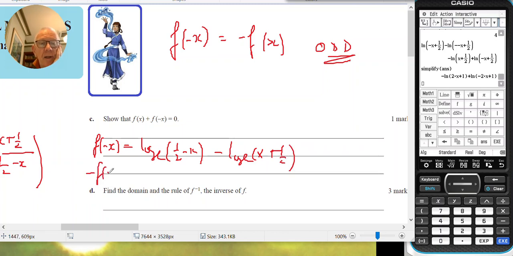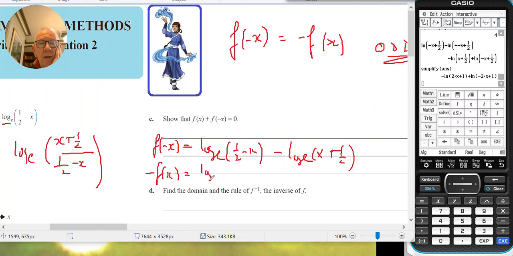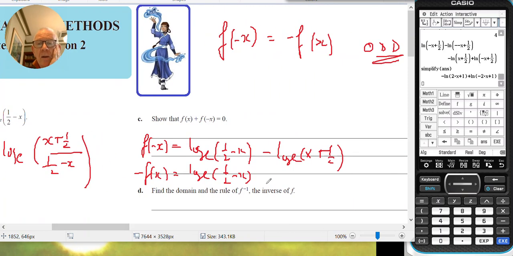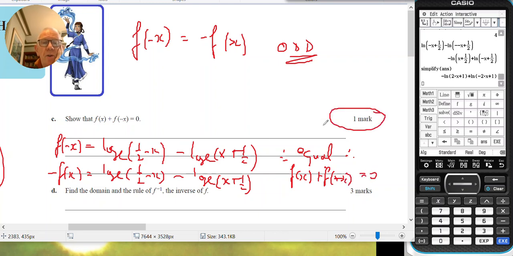and negative f of x equals log base e of 1/2 minus x, and then minus this one, minus log base e of x plus 1/2, therefore equal. Therefore f of x plus f of minus x equals 0. So it's a straightforward show that.